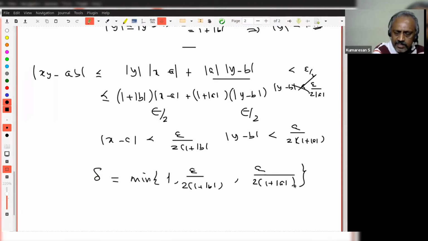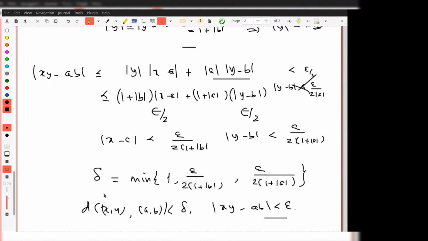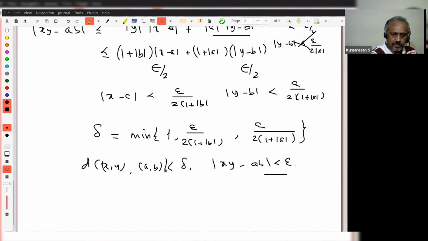I just went through all these things in great detail, explaining how I will think about solving the problem, not just as a textbook proof: take delta equal to this and verify. I didn't do that. Therefore, if the distance between (x,y) and (a,b) is less than delta, then we proved mod xy minus ab is less than epsilon. If this is less than delta, that means mod x minus a is less than epsilon by 2 times 1 plus mod b, because delta is the minimum of these things, etc. Okay, please go through it.